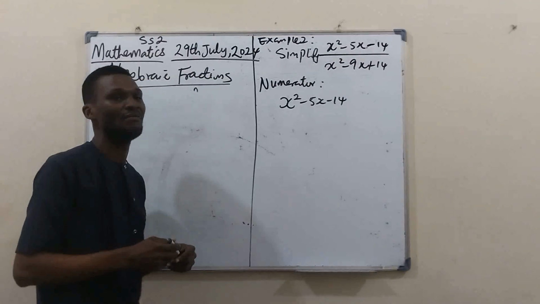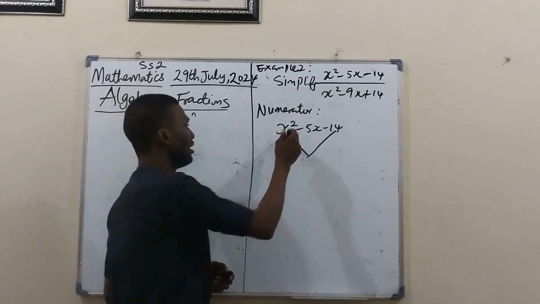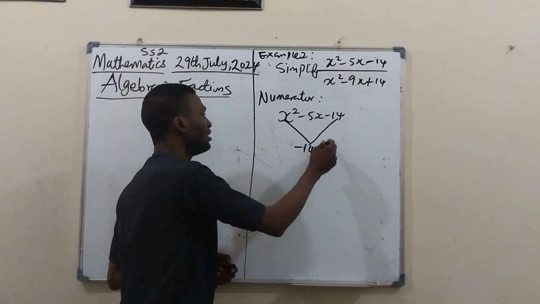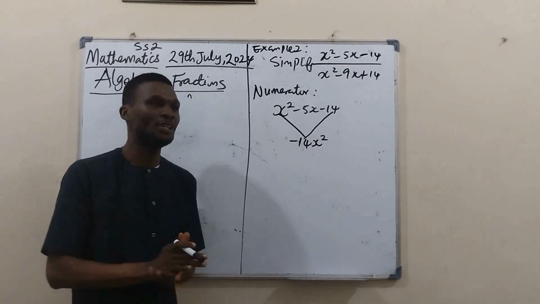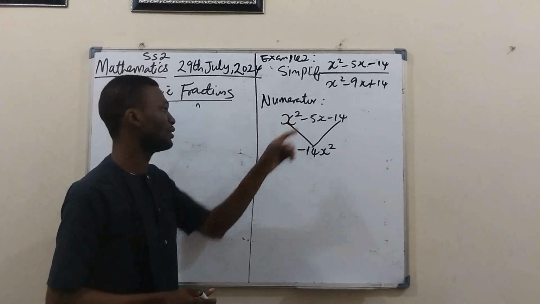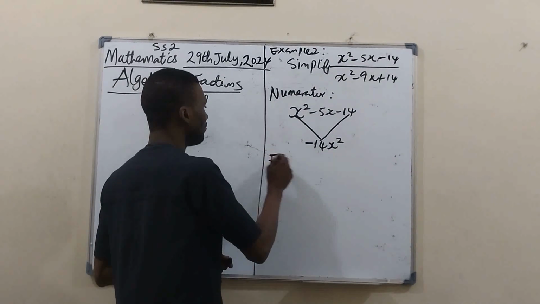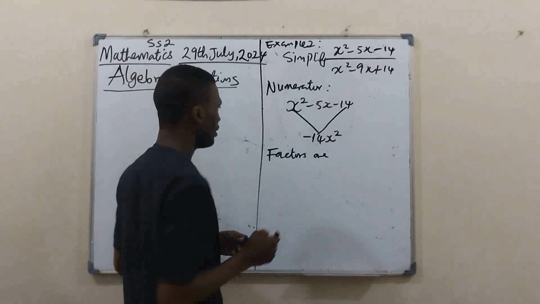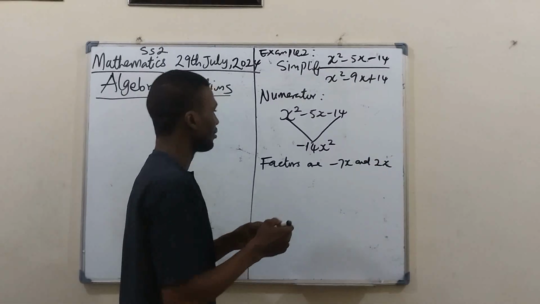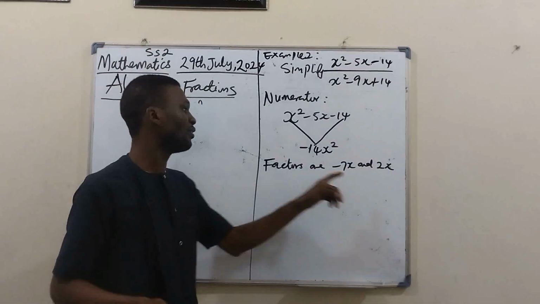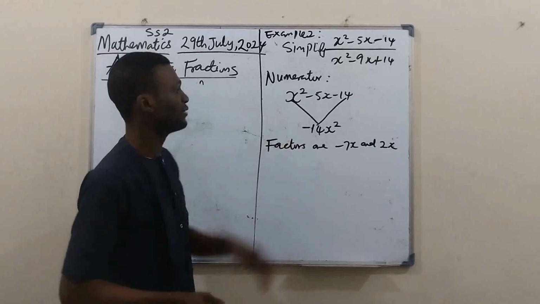To factorize this quadratic expression, we multiply the first and the third terms. x squared times minus 14 gives us minus 14 x squared. At this point, we look for two terms that add to give minus 5x and at the same time multiply to give minus 14 x squared. Those terms are minus 7x and 2x. Minus 7 times 2 gives us minus 14, and x times x is x squared. Therefore, minus 7x times 2x gives us minus 14 x squared.